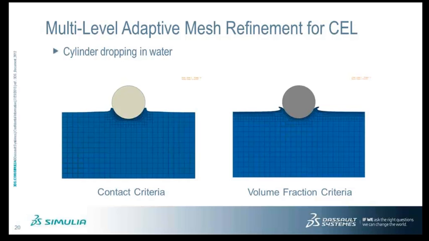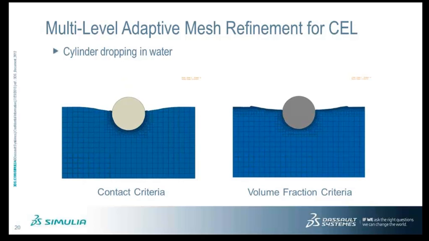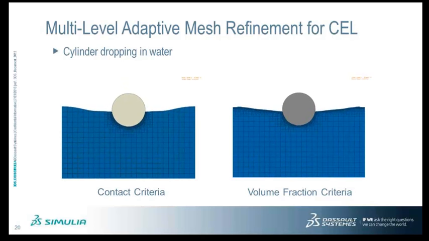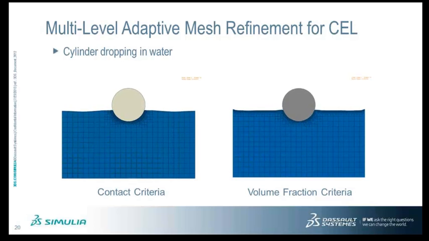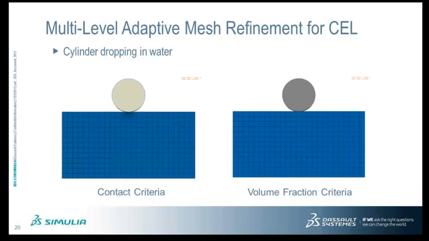The animations you see in front of you right now are simple analyses, but they illustrate the capability quite well. It's just a Lagrangian cylinder falling into an Eulerian domain of water. In the two cases, we have two different criteria being used to do the mesh refinement. On the left, we're just using a contact criterion. So any place there's contact between the Lagrangian and Eulerian mesh, we're specifying multi-level refinement. If you look there, you can see that whenever the cylinder contacts the water, the mesh is refined, in this case, to three levels.